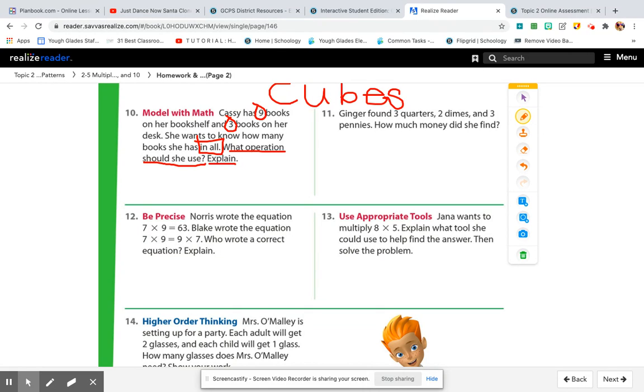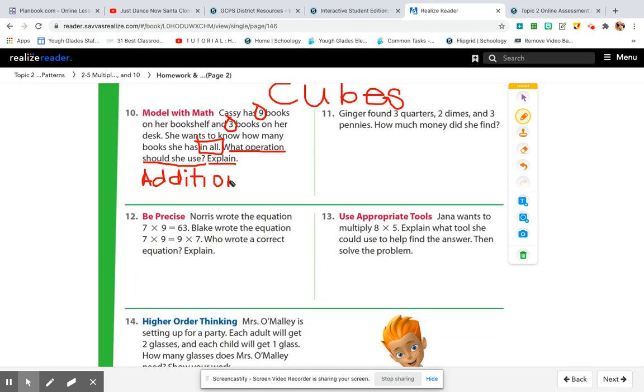But here's the big question. Are we combining equal groups? Because if we're not, then we just will be adding. So let's think about this. Cassie has 9 books on her shelf. Okay, they're just books. And 3 books on her desk. Okay, they're just books. So it's asking me to add. I'm just adding here because there's no indication that I have equal groups of anything here. My operation is addition.